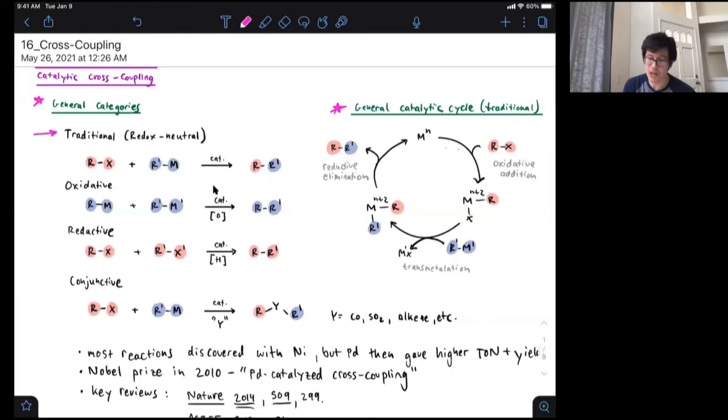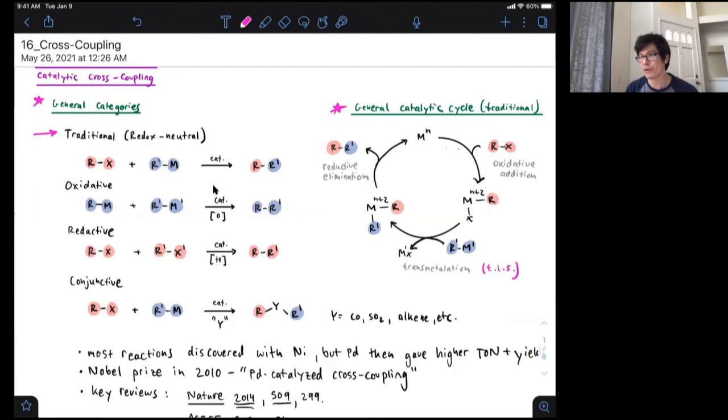But with palladium, typically it's this cycle shown, well-defined two electron processes that begin with oxidative addition. In the coupling with organometallic reagents, transmetallation can often be the turnover limiting step, though that's not always the case. So I'll just draw that in parentheses. And we'll see many examples of this manifested through different reaction types.